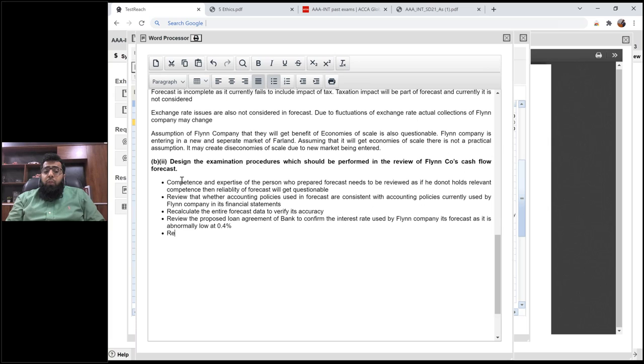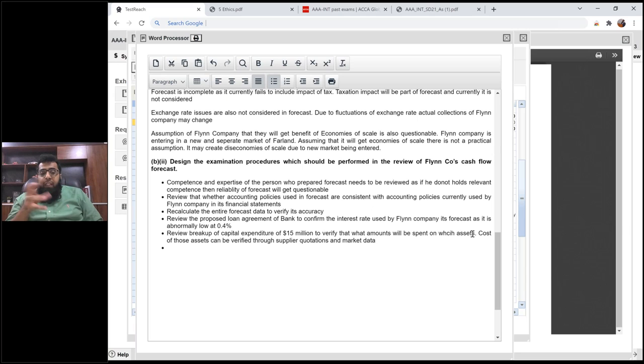Okay. Review breakup of capital expenditure of $15 million to verify what amounts will be spent on which assets. We need to verify which assets will be purchased. The cost of those assets can be verified through supplier quotations and market data. Obviously, they are saying that we will spend 15 million, so we need to confirm on what this 15 million will be spent. Please tell me some points also. You people are not giving me some good points.